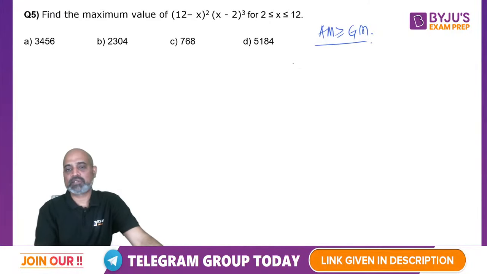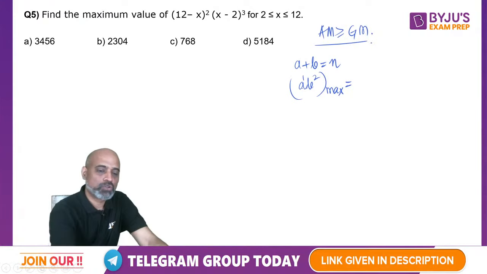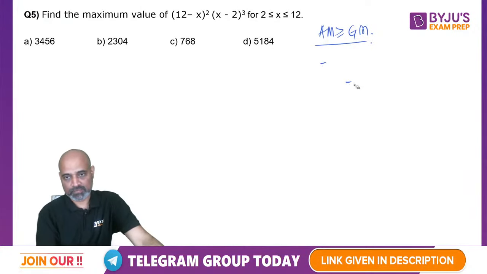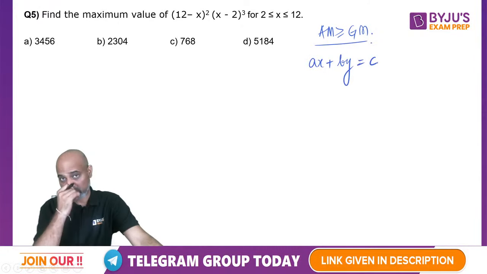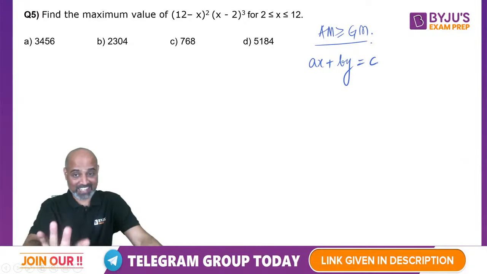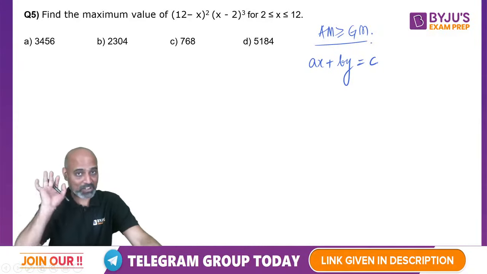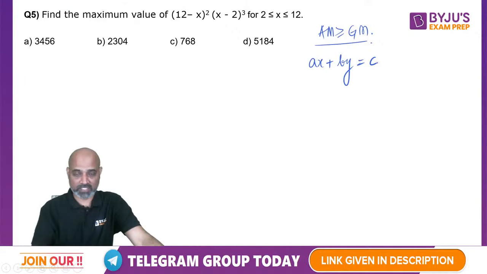So what happens in AMGM? Suppose it is given that A plus B is equal to N, and you are asked what is the maxima of AB square. So let me generalize this a bit. Suppose it is given that AX plus BY is equal to C. This is given to you. This may look like a line. It's not a line, okay? This is not the equation of a line. I mean, it is, but we are not looking at it from that perspective.